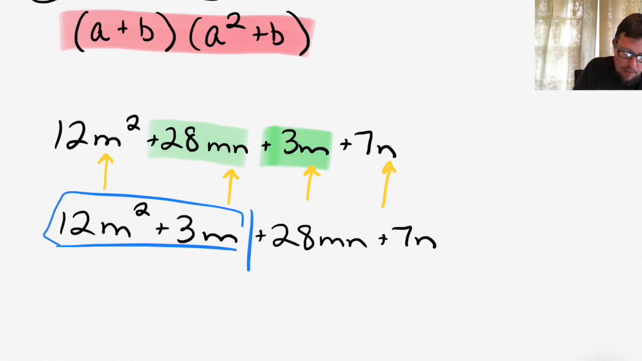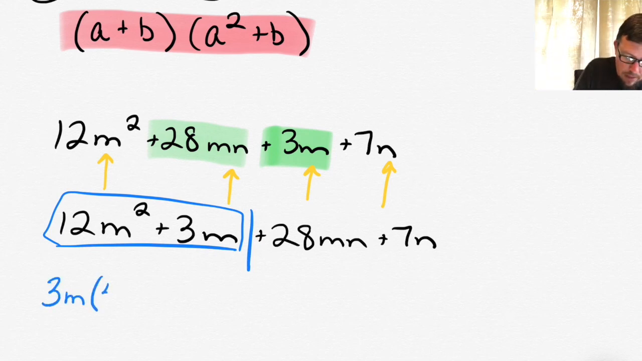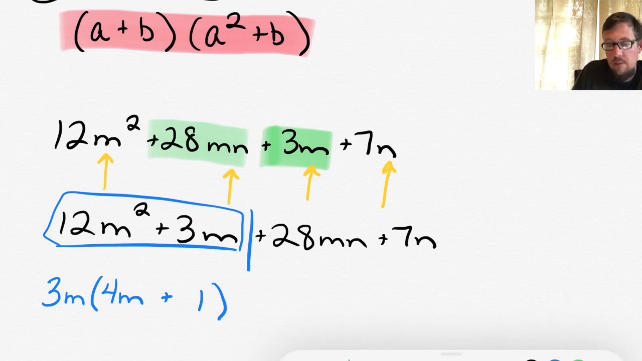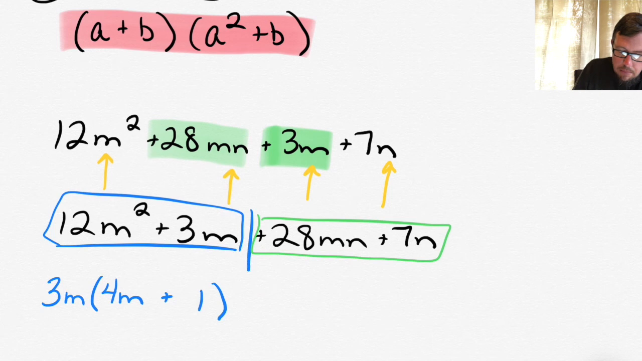So there's my first set, 12m squared plus 3m, greatest common factor is 3m, leaving me 4m plus 1, because 3m divided by 3m is 1. Don't say it's nothing and don't not write it. It's 1. Now let's look at the next half, 28mn plus 7n.